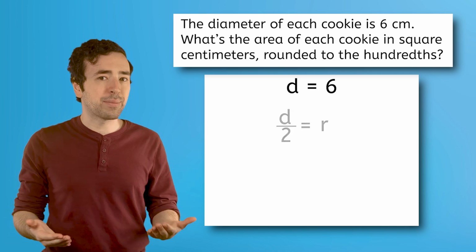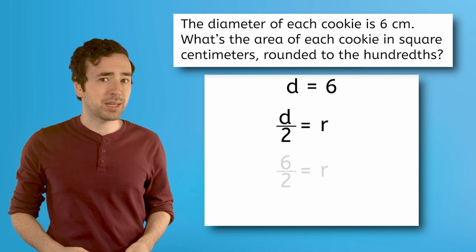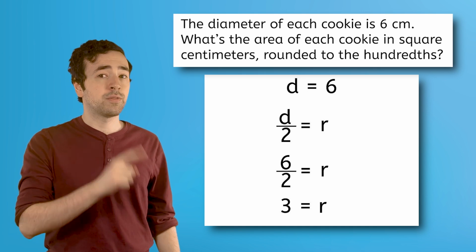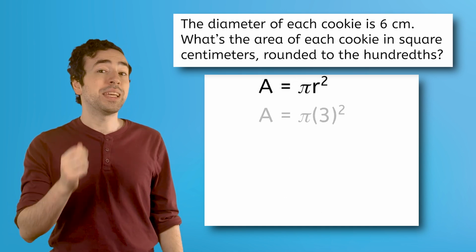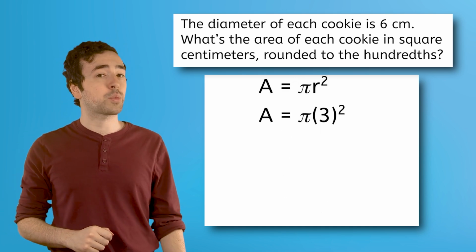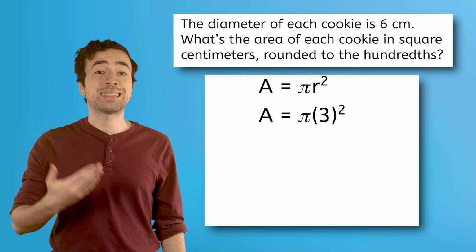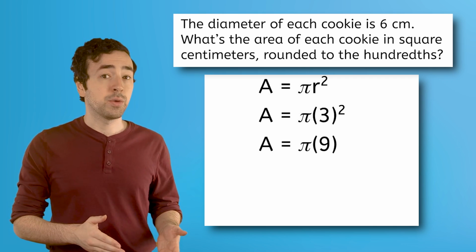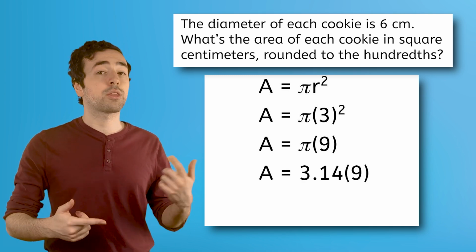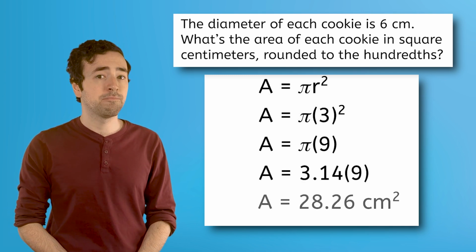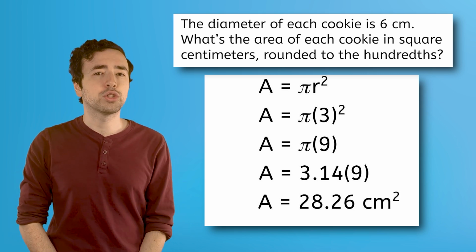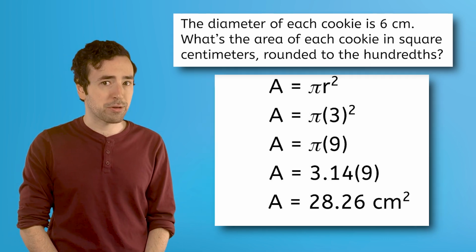Since we're given the diameter, divide it in half to get the radius. 6 divided by 2 is 3, so substitute 3 in place of r. Our formula now is a equals pi times 3 squared. 3 squared is 9, so it's a equals pi times 9. We replace the pi symbol, so it's 3.14 times 9. The area of one cookie is about 28.26 centimeters squared.